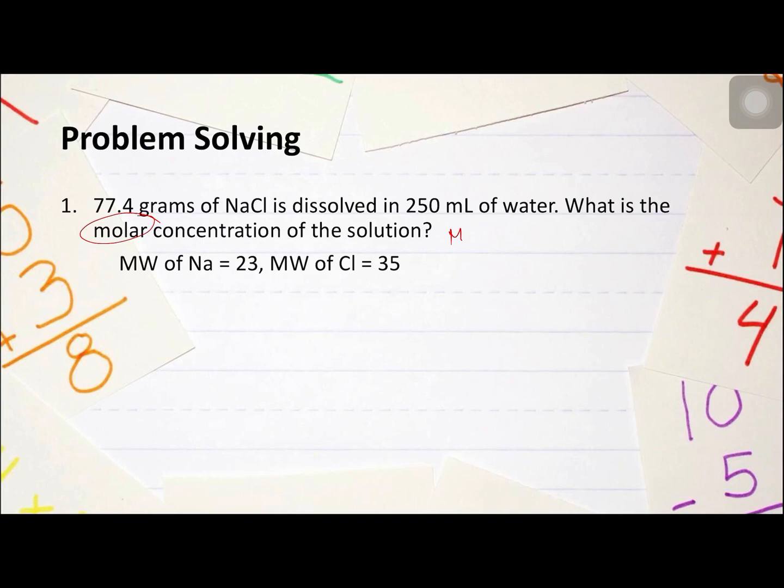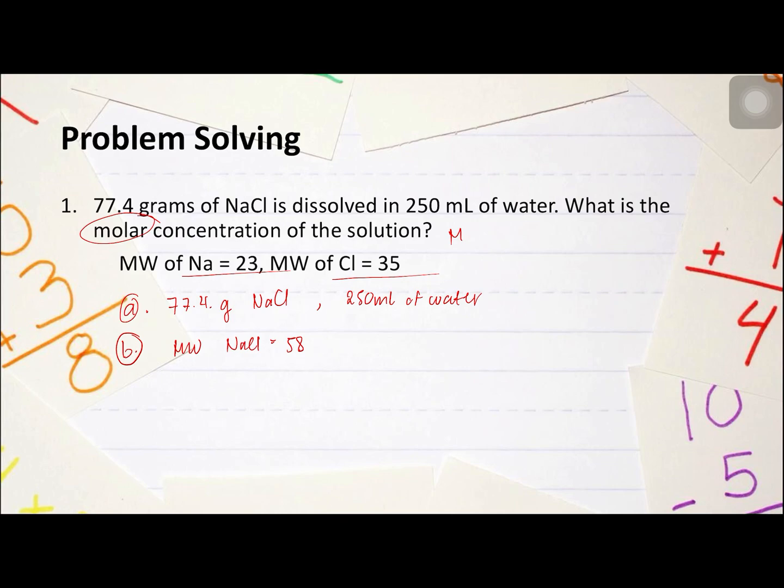Okay, and now the first step of our problem solving is that we identify the given. So we have 77.4 grams of sodium chloride and you have 250 milliliters of water. Very good. And then letter B, or the next step, is to compute for our additional information. So molecular weight of your sodium is 23. Your molecular weight of your chloride is 35. You simply add them. So the molecular weight of your sodium chloride is equal to, very good, 58.